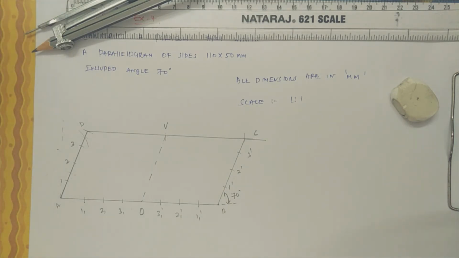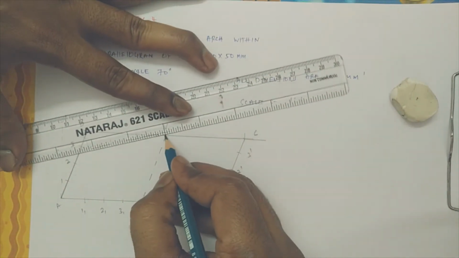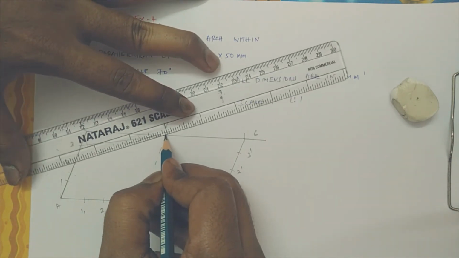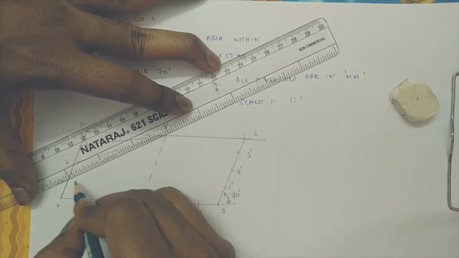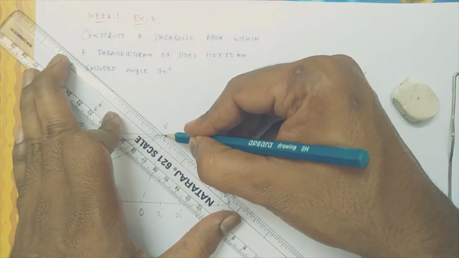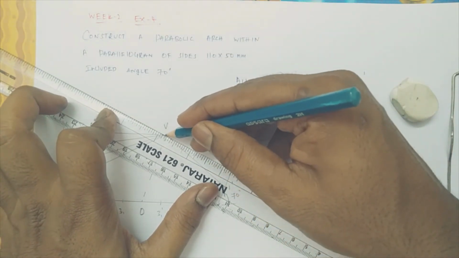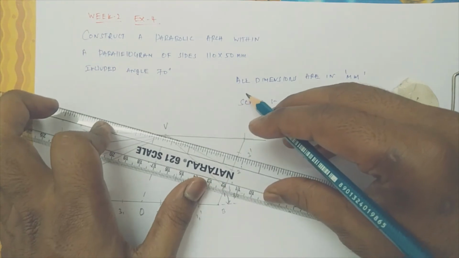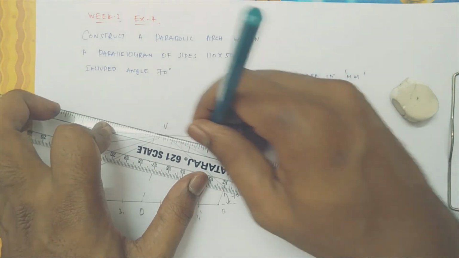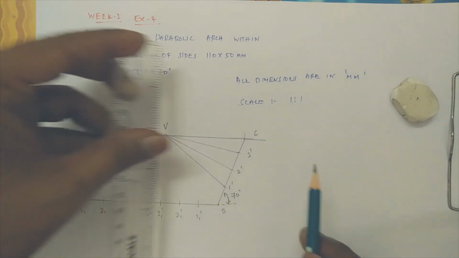So now you connect from the vertex to the points which you have made. 1, 2, 3. Similarly on the other side, from the vertex to 1 dash, 2 dash, 3 dash. So now for the lower division, you erect a line where it meets.